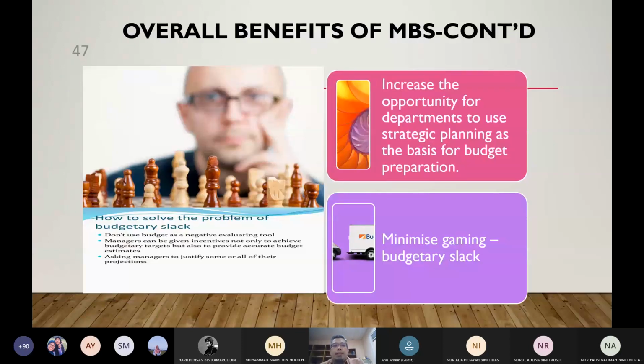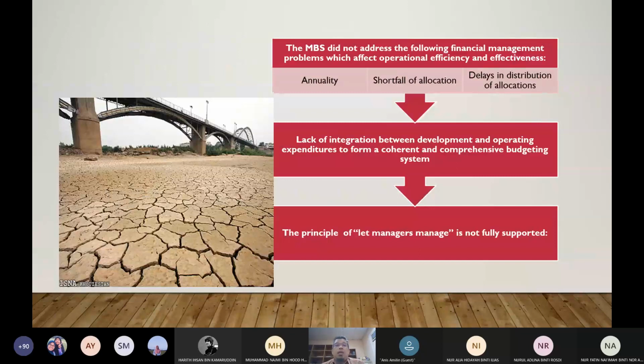Right, and then, okay, minimize budgetary slacks. So it's also possible with the expenditure target. Right, and the problems: the MBS did not address the following financial management problems: annuality, shortfall of allocation. I think annuality means you must be aware that government budget cannot be carried forward, because they just receive warrants. Warrants is authority to pay, but they don't receive money in their pockets. That's why they cannot carry forward.